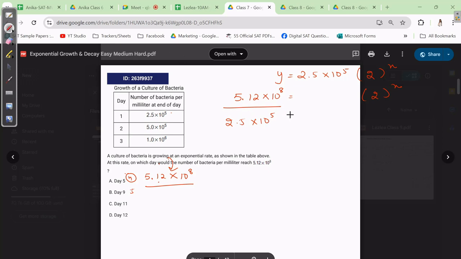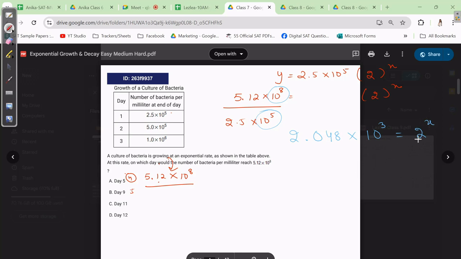Will I end up subtracting the denominator from the numerator for the exponents, for this one and this one? So 5.12 divided by 2.5 is 2.048. So 2.048 times 10 to the power of 3 is equal to 2 to the power of x.